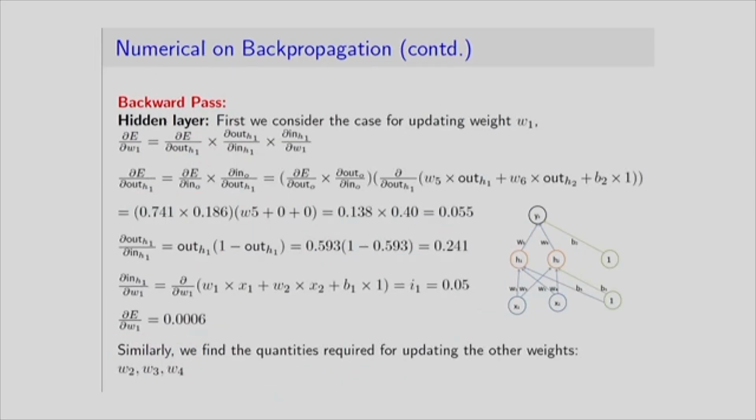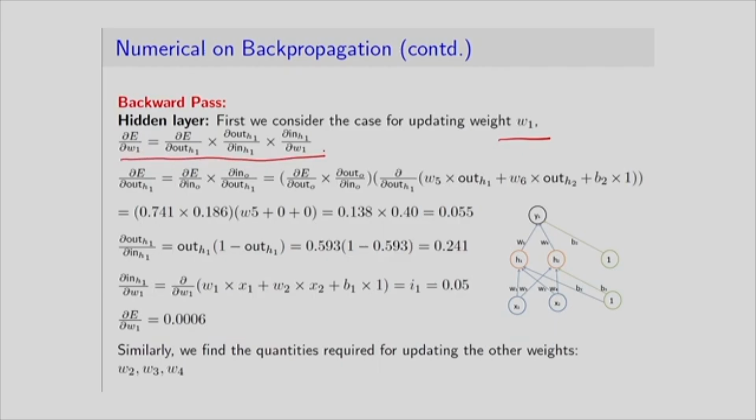And after this, let us consider the hidden layer and the input layer during the back propagation. So now we are considering the weights W1, W2, W3, W4. These are the weights between the input nodes and the hidden nodes. Now we have to update the weight W1. So that is why I am determining delta E divided by delta W1, and with the help of the chain rule we can obtain this.